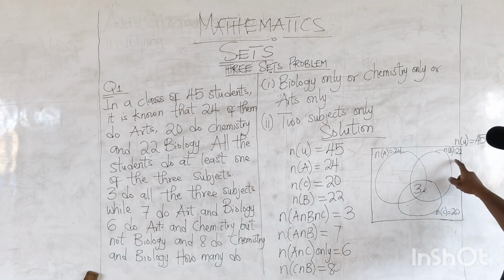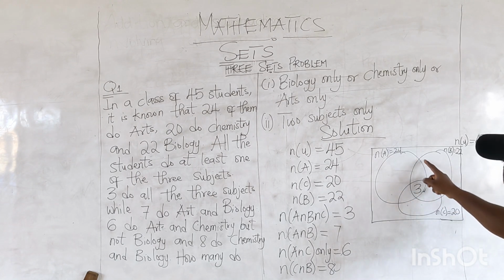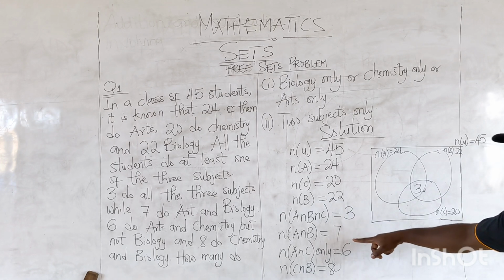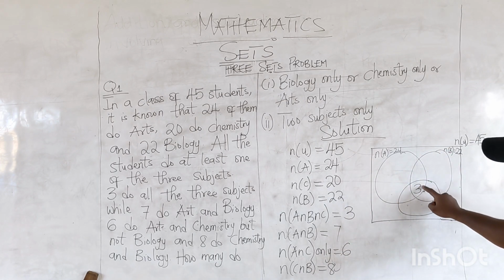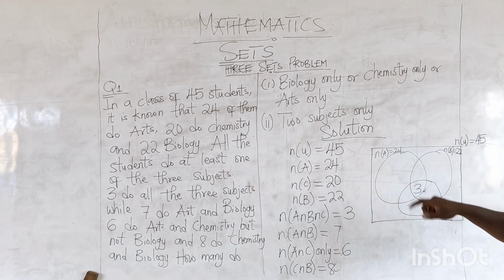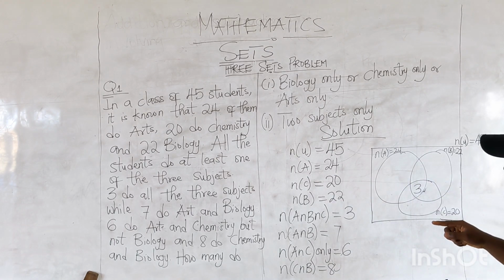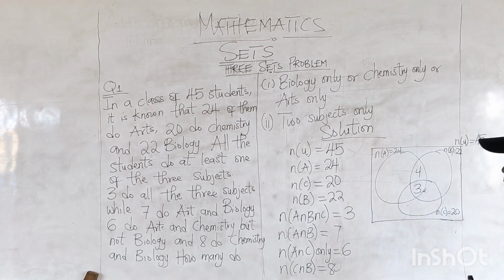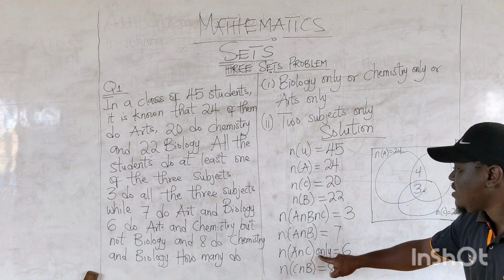Now, A intersection B covers all these regions. So all these regions is 7. But out of the 7, a portion of it is 3. So what would be the other portion left? That would be 7 minus 3, and that should be 4. Now A intersection C only.